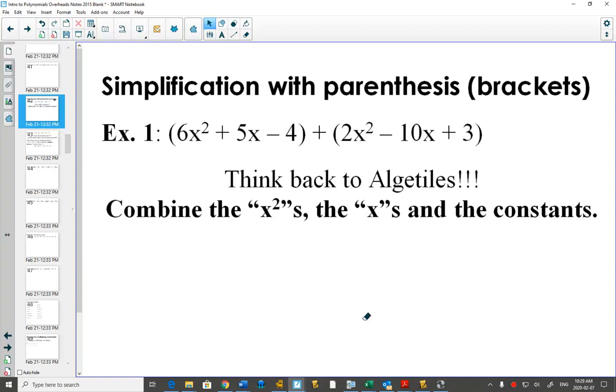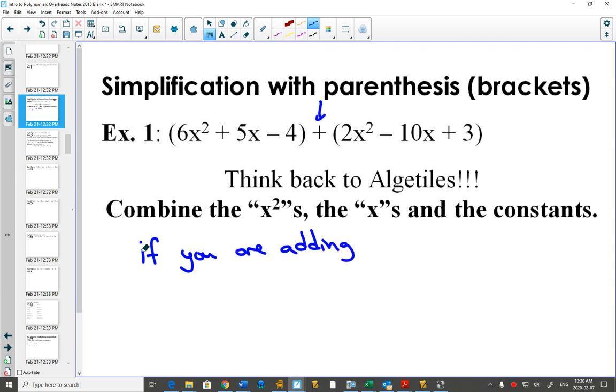And the title of this section is Simplification with Brackets or with Parentheses. Well, the nice thing is, and you might want to make a note of this, if you are adding, and that's what we're doing right here, adding two things in brackets, then you can just remove the brackets.